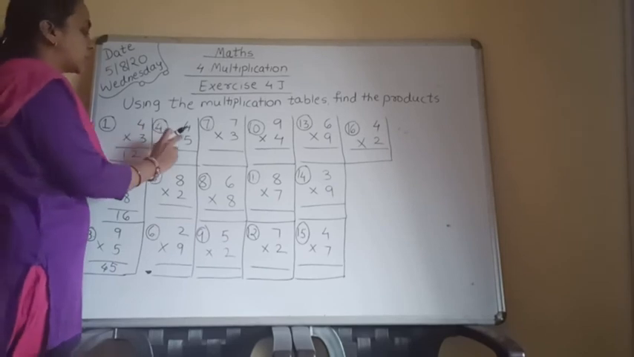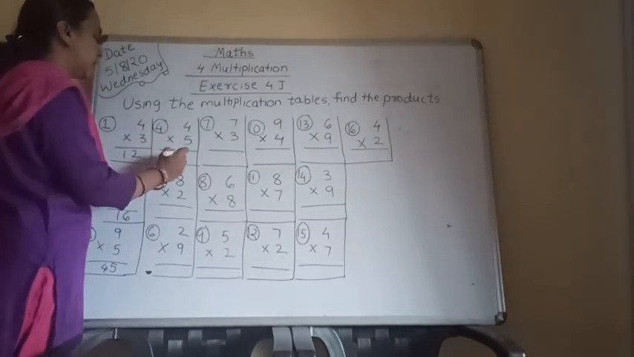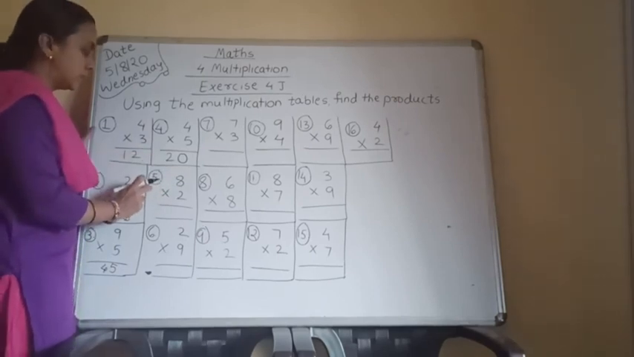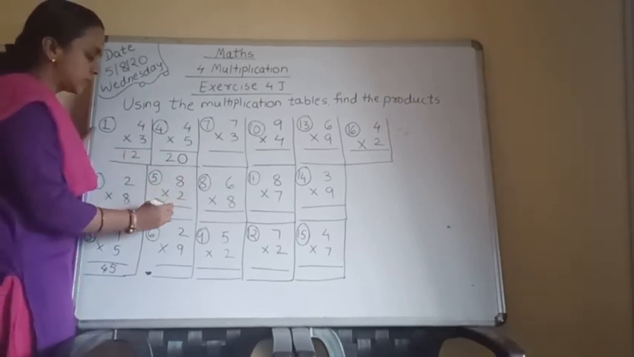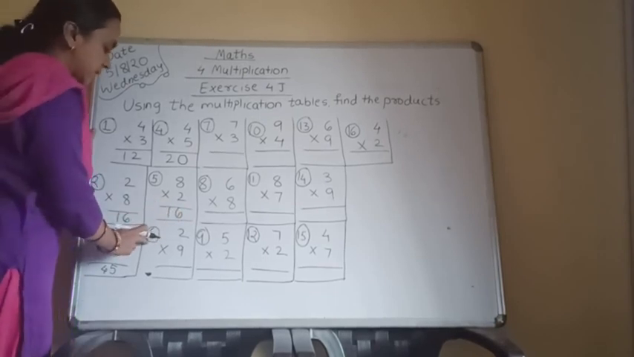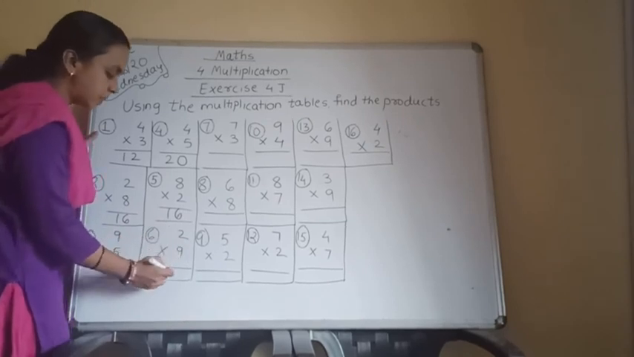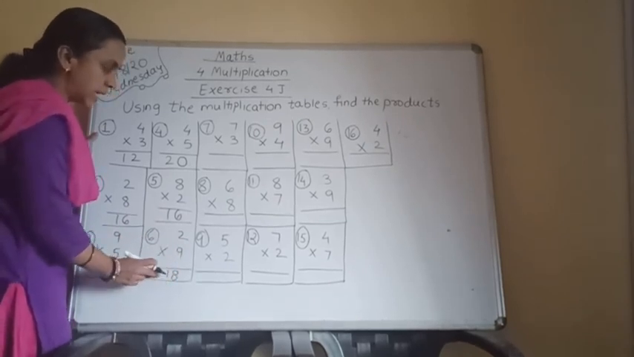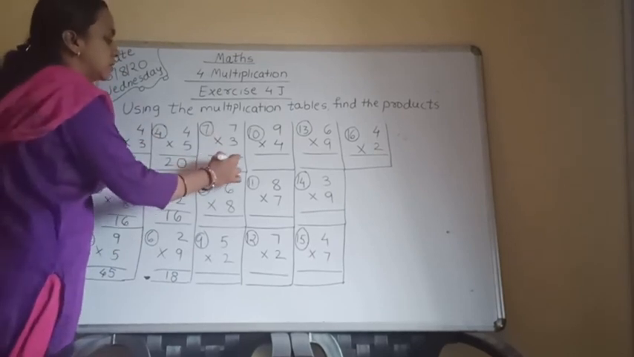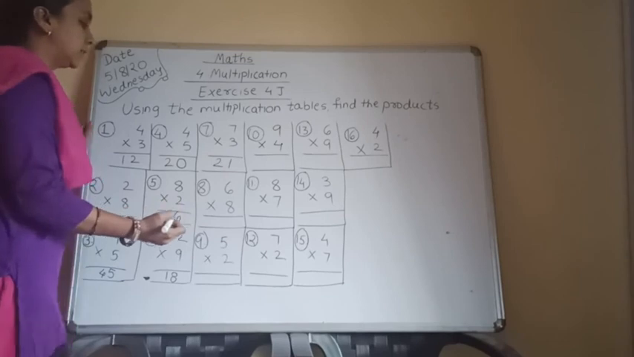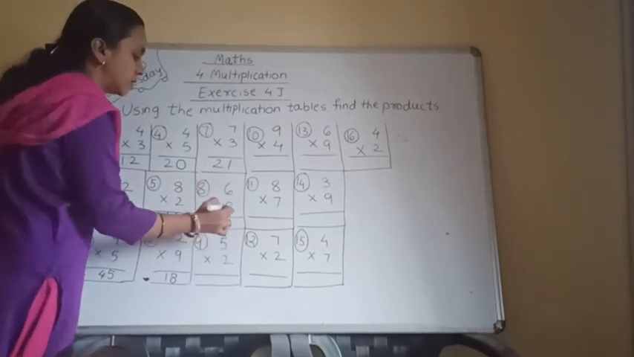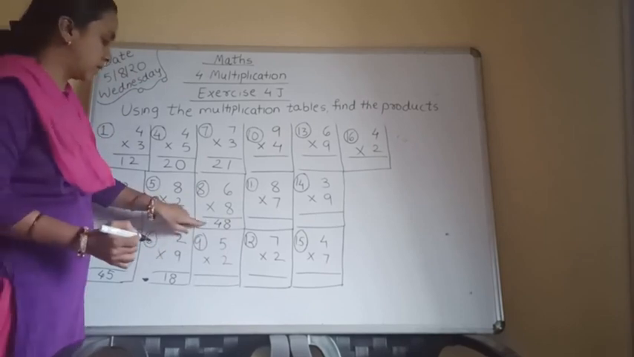Now see fourth question. 4 5s are 20. Write down here 20. Now write down fifth example. 8 2s are 16. What is our answer? 16. Sixth question. 2 9s are 18. Write down 18. 7 3s are 21. You write down answer here 21. 6 8s are 48. Okay, write down answer 48.